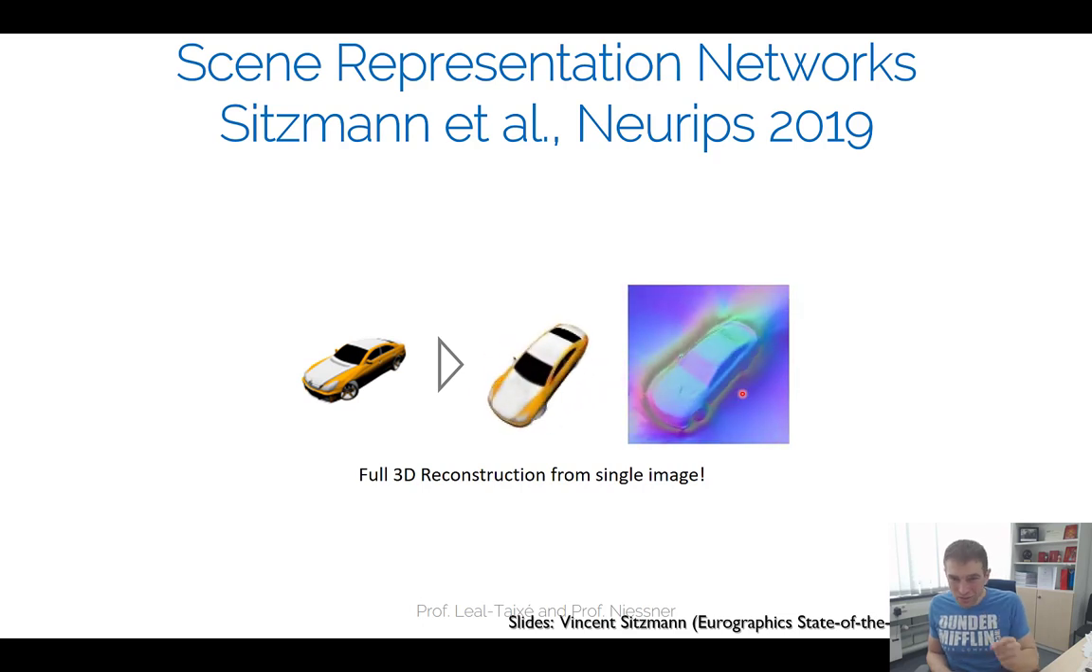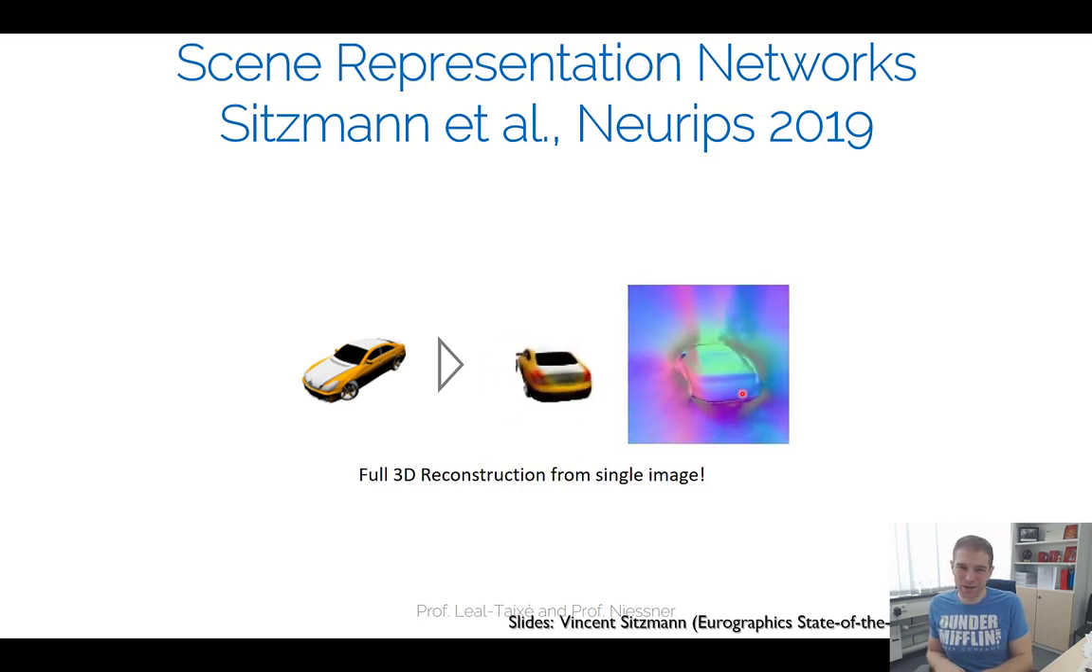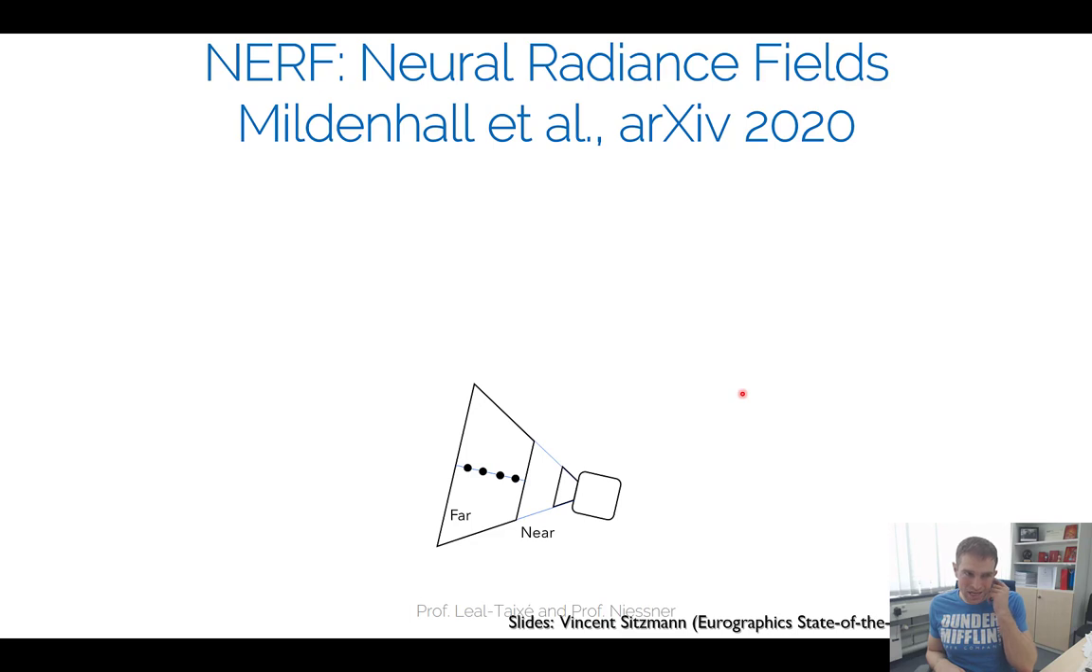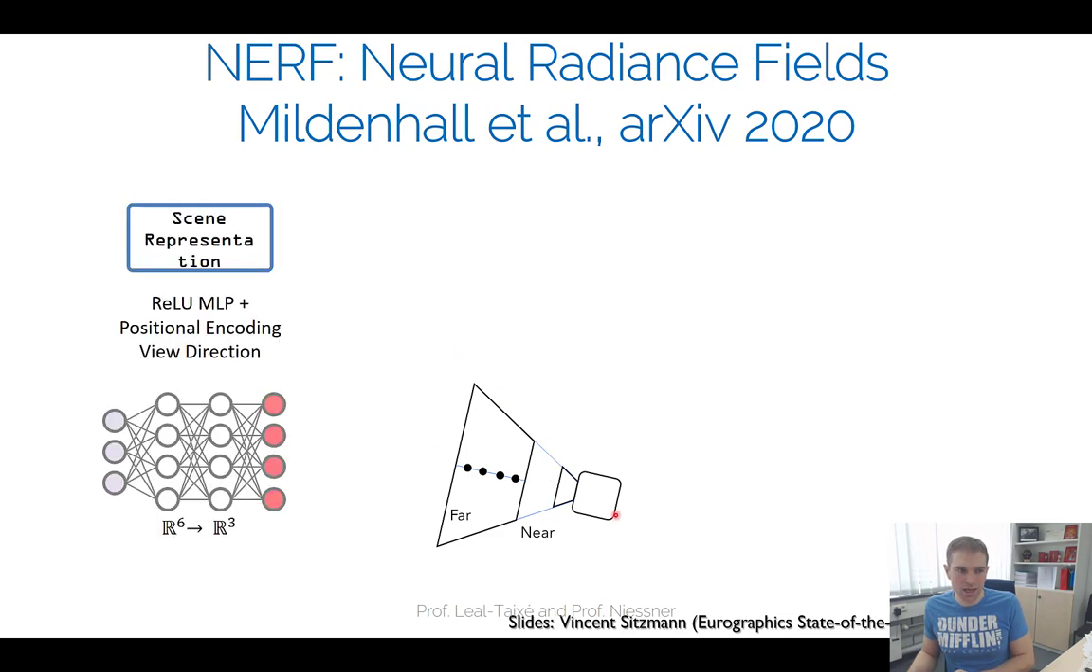And very, very recently, there's another follow-up paper. I'm very excited about that one because they showed really good results. It's called NeRF, Neural Radiance Fields. This is a paper from Berkeley and Google. And what these guys are doing is they're having a very similar idea. They also have a camera, they have a near plane here, a far plane here, and this defines the frustum. And they also have an implicit scene representation.